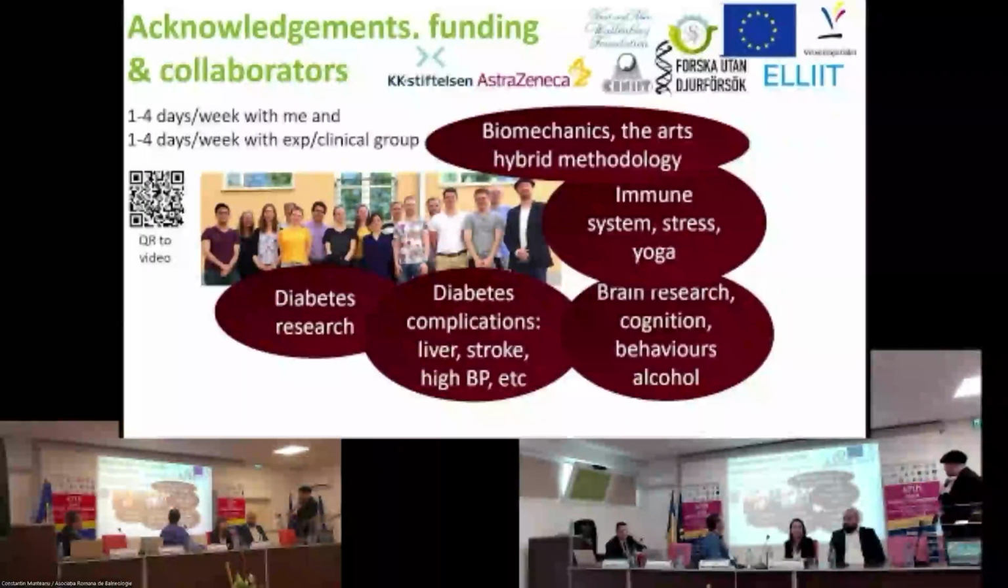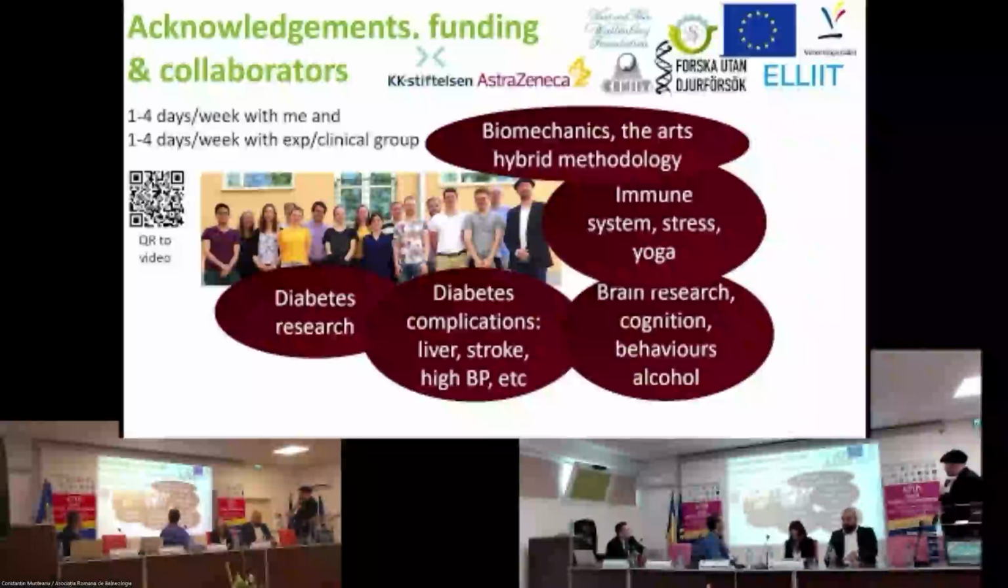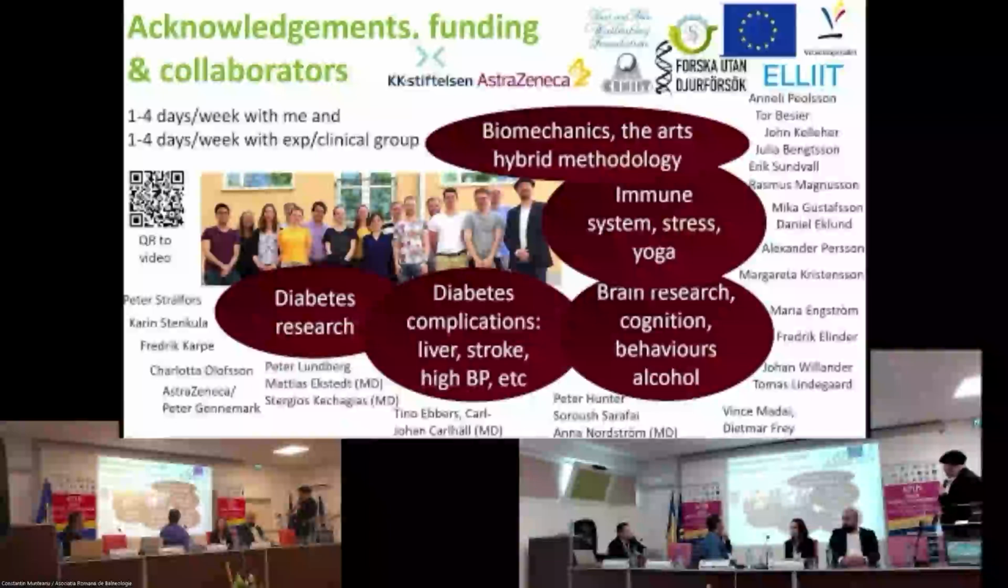So these digital twins can be simulating immune-related things like stress and yoga, brain research, cognition, stroke, which is the main thing of this Stratify project, but also high blood pressure and diabetes, and also be used for a wide variety of other things. And we already have lots of collaborators. And these collaborators are typically either medical doctors or biomedical researchers that have data for how different aspects of the body work or how different treatments are impacting patients.